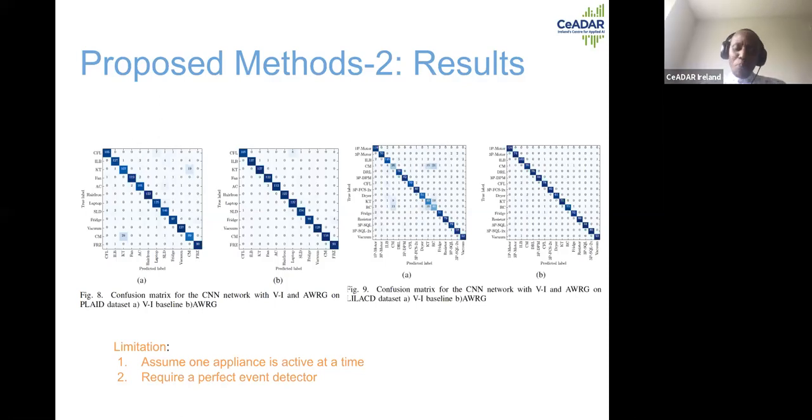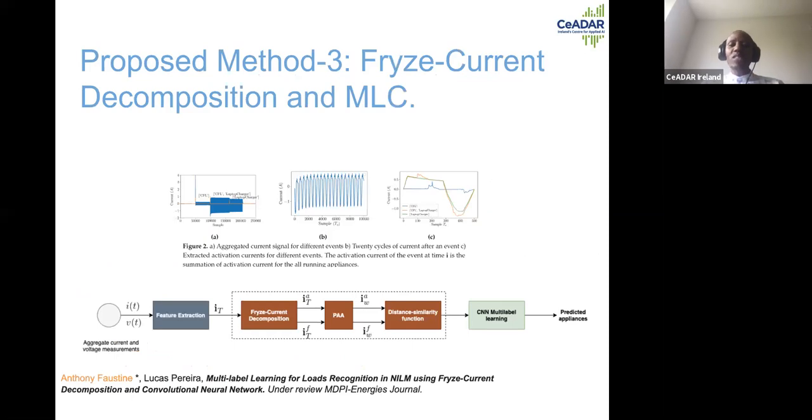To overcome this, we proposed another approach, which applies Fryze current decomposition and multi-label learning using a convolutional neural network. So the idea is, instead of assuming that only one appliance is running at a time, you allow more than one appliance running at a time. So the task now is to detect multiple running appliances from the aggregate signal from a single point source. For example, at this particular point you have only one appliance, but at this particular point you have two appliances running, and then you might have more than one appliance running at the same time.